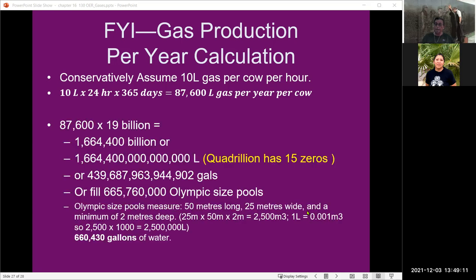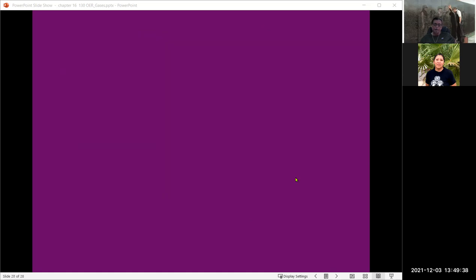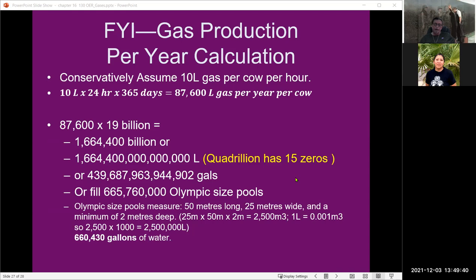Well, I don't know, there's a ballpark 19 billion cows in the world. That is a lot of gas going into the atmosphere just from the bovines. That's 1.6 quadrillion liters of gas that goes out there. And these numbers give you an idea of how much material is out there. But that's just one example here.